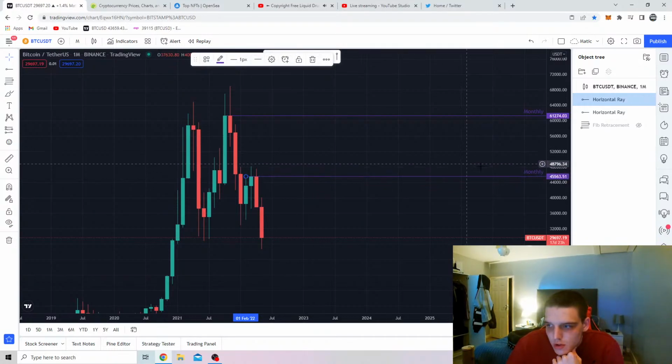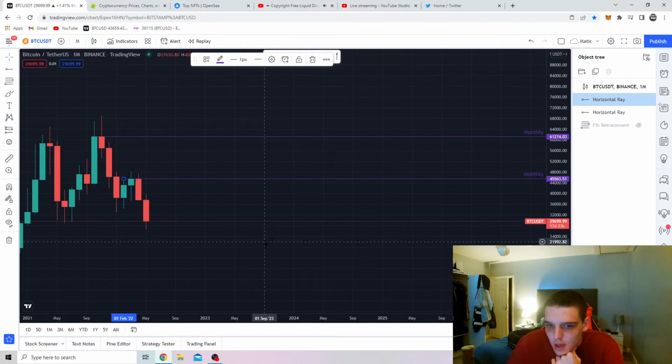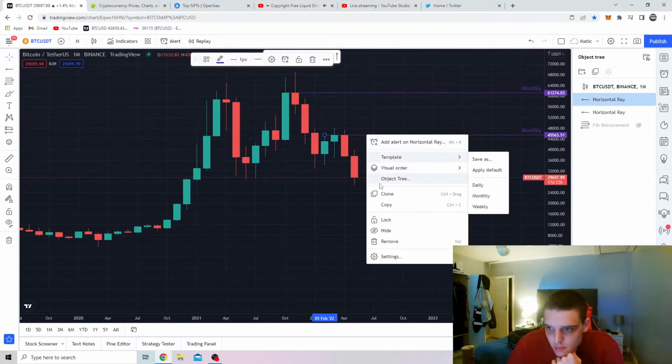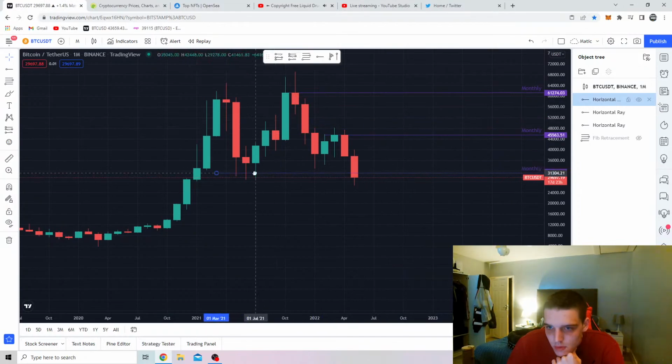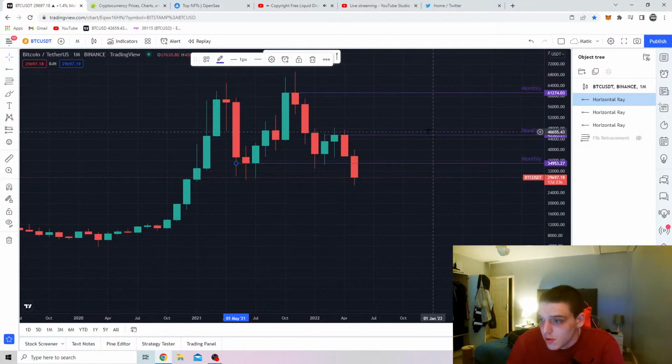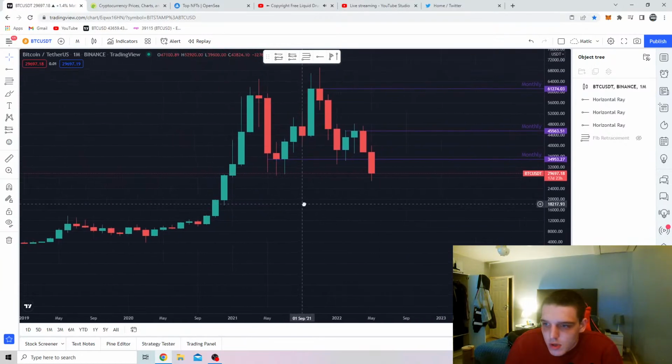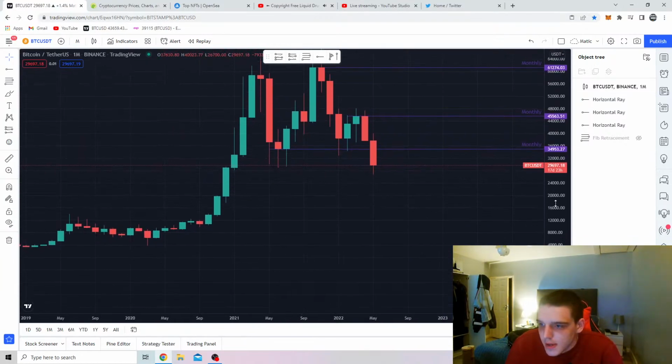As you can see, this one's untapped as well, 45k. Again, you wouldn't have to worry about it for a moment. You have a monthly here. As you can see so far, this is an old monthly. We have broken through it. Some people wouldn't have that on the chart, some people will. It's completely down to personal preference. But you want to at least get an idea.